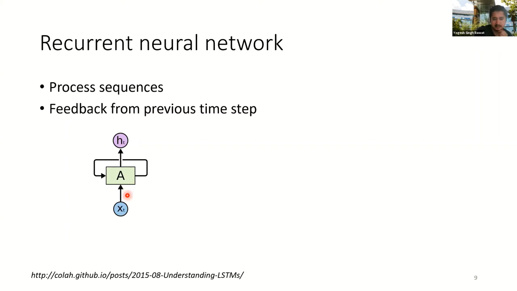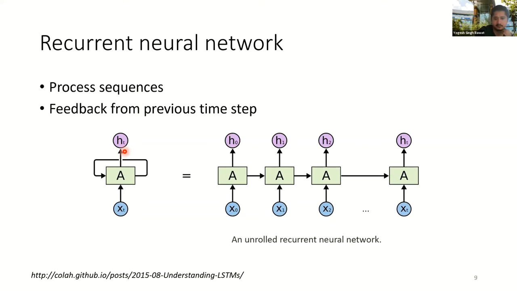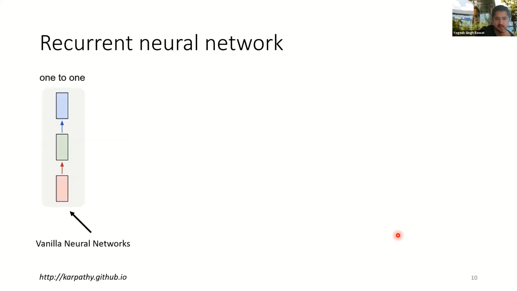Again, this is showing the same thing. You have the input, you update the same cell again and again, and at each time step you generate the output. So this is much better actually, it's showing the outputs as well. Again, it's the unrolled version of the same recurrent neural network. So this is fine.